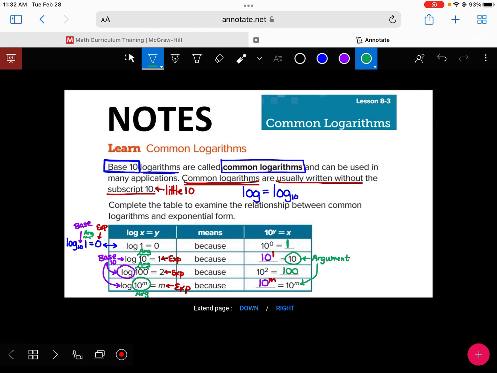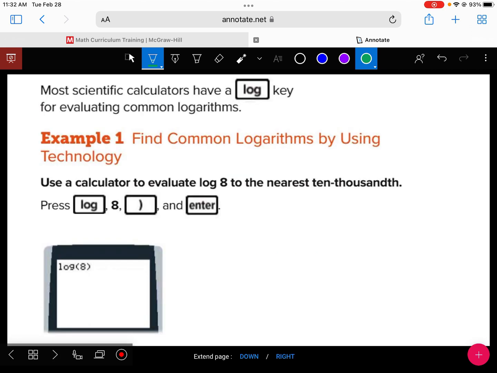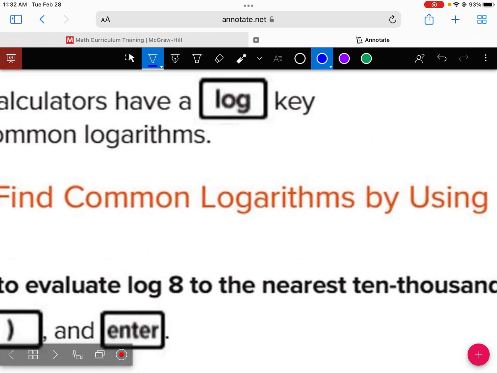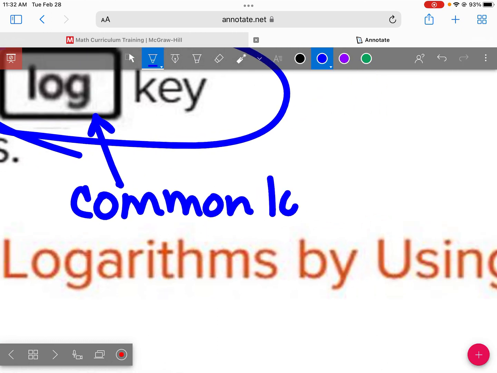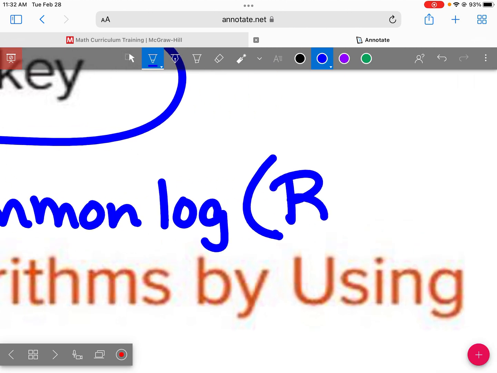All right. Now you're going to need your calculators. Do you have a button on the calculator that just says log? Yes. Where is it? Right underneath that green second button. That is the common log. That is log base 10. This key is the common log. It has a base of 10.